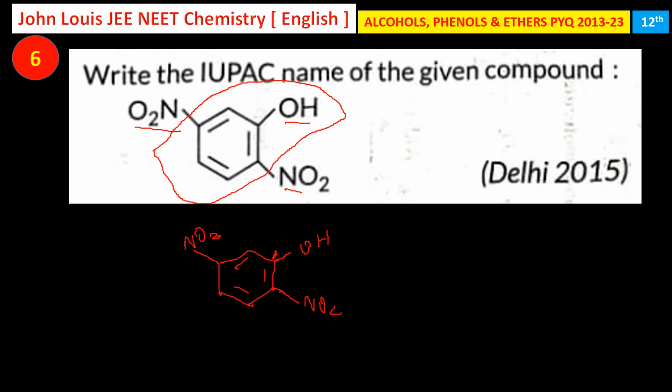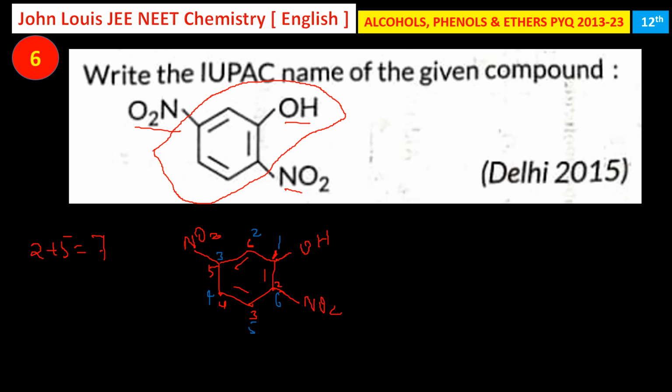You can number either clockwise or anti-clockwise from here. First, let us try to number in the clockwise direction. This is 1, 2, 3, 4, 5, 6. In which positions are the nitro groups bonded? Second and fifth position. Therefore the sum is 7. Now if you go anti-clockwise, I'm choosing a different color here. So 1, this is 2 and this is 3 and this is 4, this is 5 and this is the sixth carbon.